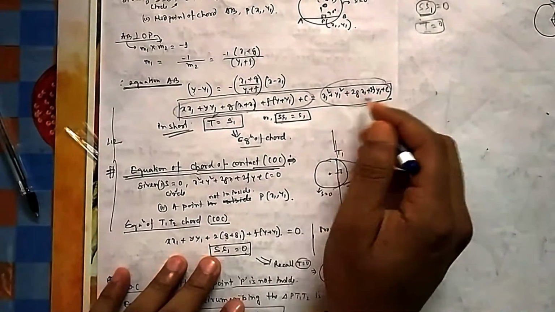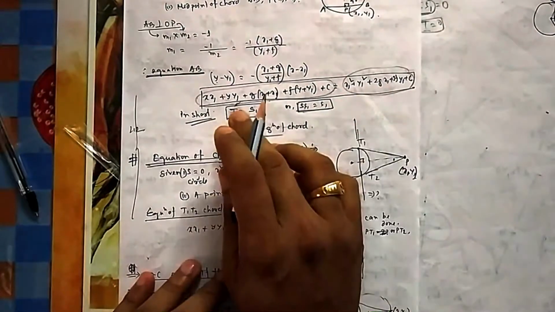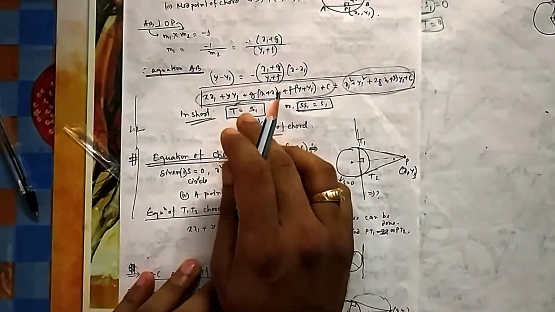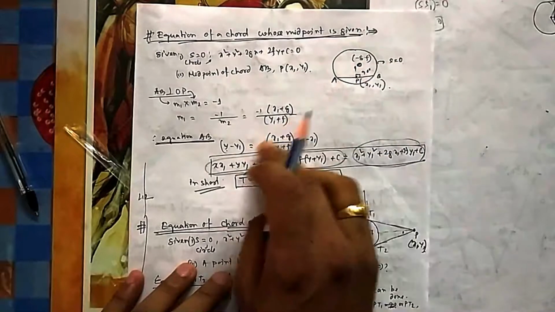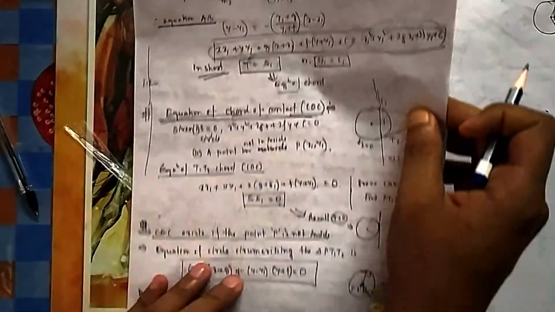Root of S1 was the length of the tangent from the external point x1, y1. So this is the way to find the equation. You can remember the shortcut, and you also remember the concept from which it is coming. If you forget it, you can also build it in the exam.